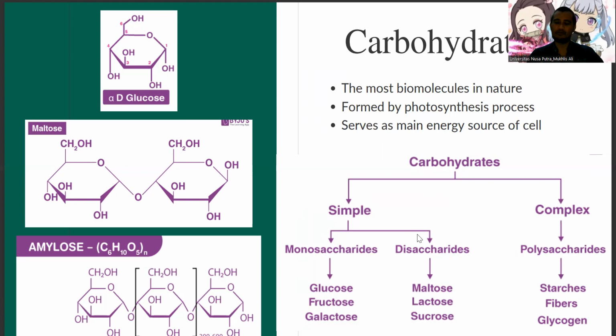So it is more complex. Simple carbohydrates are easier to absorb by cells and are used as the first or primary energy source. And polysaccharides are mostly more difficult to process or metabolize by cells. So mostly they will be stored as reserve energy for cells.